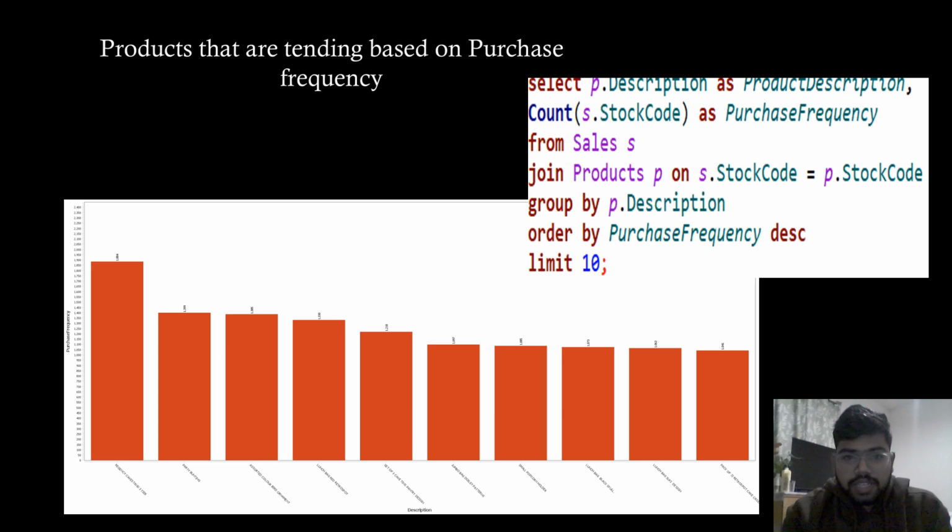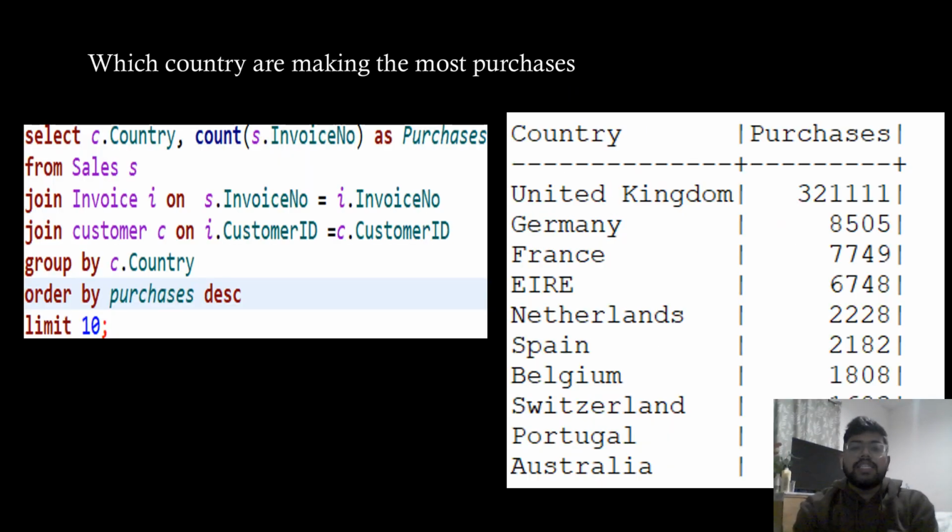And let's jump into the next question. Which country is making the most purchases? As we have the data of each customer and country from the customers table, we can find it out. We have to select from the sales table, and we are selecting the country from the customer table, and the count of invoice number, which means we are finding how many purchases are made as purchases.